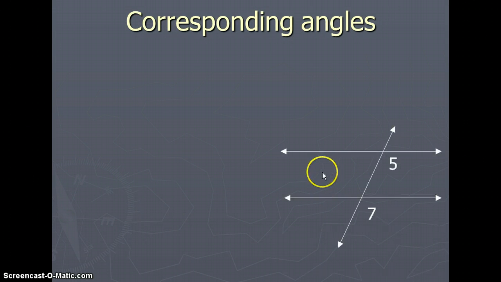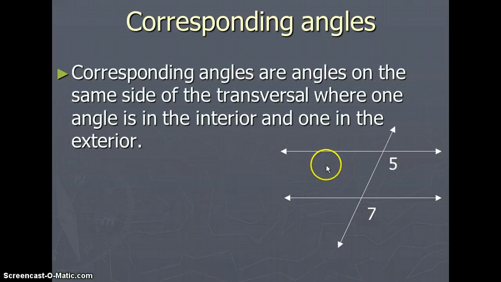The third type is called corresponding angles. Corresponding angles are on the same side of the transversal. One is inside, and one is outside. Again, they're not right next to each other. Looking right here, we have angle 5 and angle 7. Angle 5 is between the lines, and angle 7 is not. But they are both on the right side of this transversal.